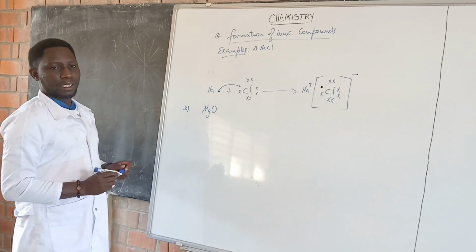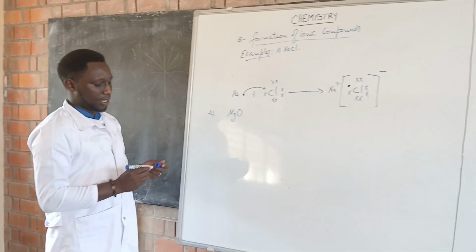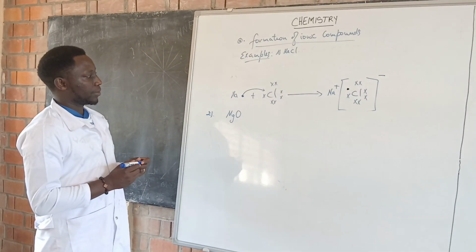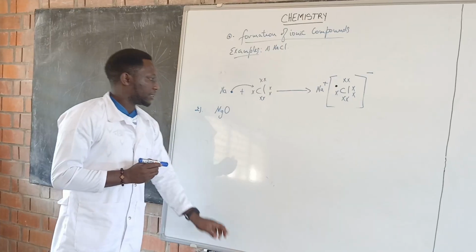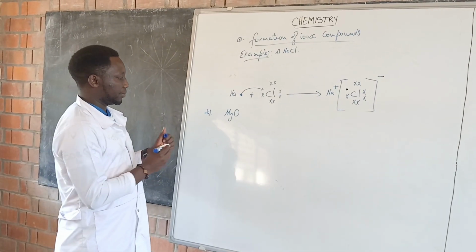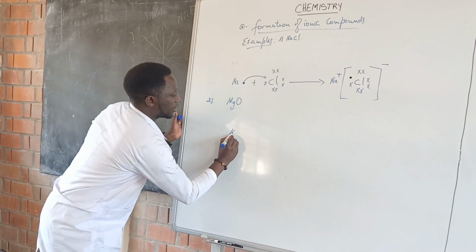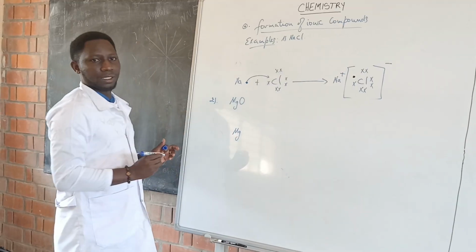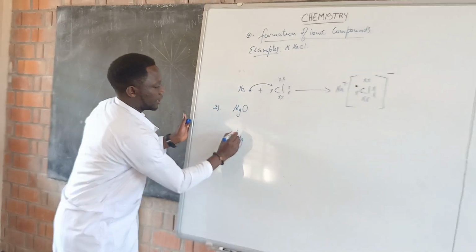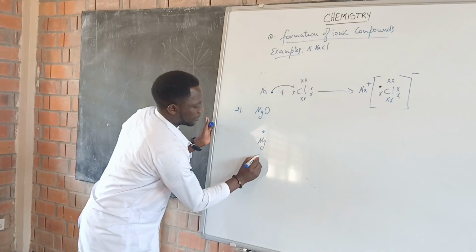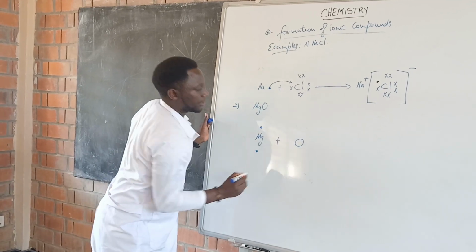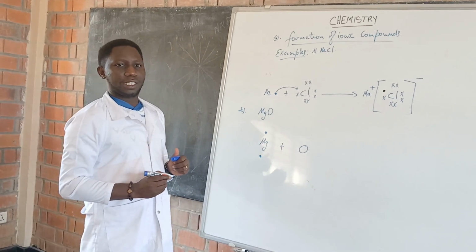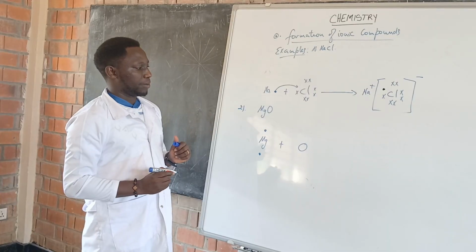This magnesium is a metal, while oxygen is a non-metal. Magnesium is number 12 on the periodic table. It has 2 electrons on the last shell. It contains 2 electrons. And then it reacts with oxygen. Remember, oxygen is number 8 on the periodic table.